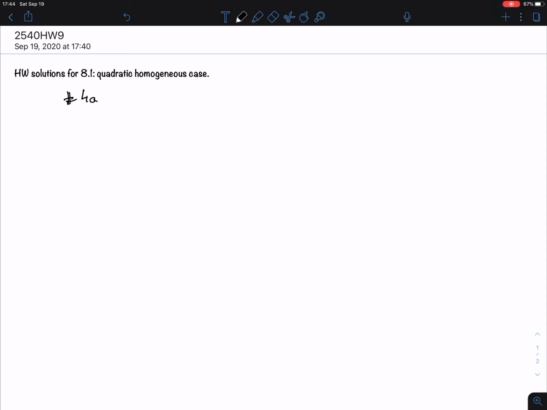The first one was 4a, and the recurrence relation was a_n is a_{n-1} plus 6 times a_{n-2}, and the initial conditions were a_0 is 3 and a_1 is 6. Okay, the first thing, remember, was the characteristic equation.